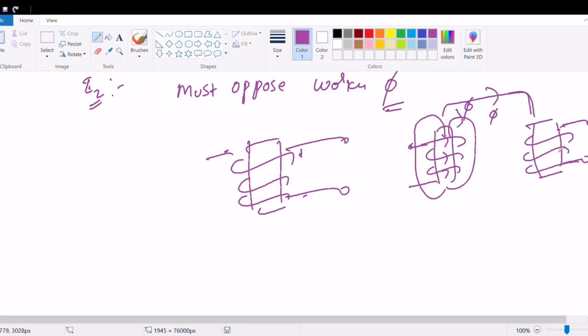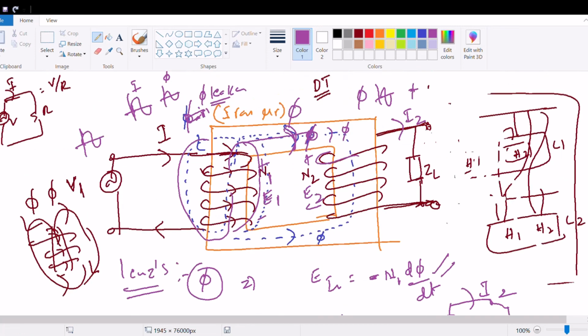Flux is coming like this. The flux produced by this winding must oppose this direction. That means the secondary flux direction should be like this. Therefore, you can get the current direction.